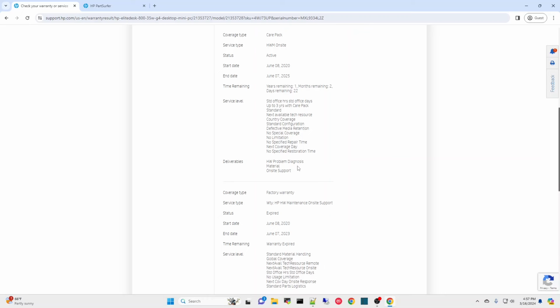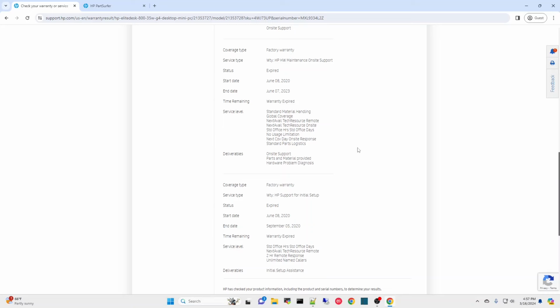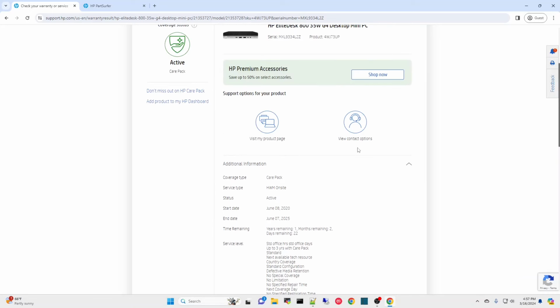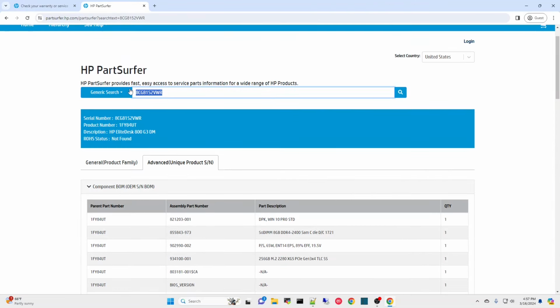Deliverables: problem diagnosis, material, on-site support, defective media retention. Okay. So my normal warranty expired in 23, and that's parts and material. Well, I wonder exactly how they differentiate a part versus material. Okay, well, I'll keep that in mind. And same thing, let's go over to PartSurfer, paste that in, and see what we find.